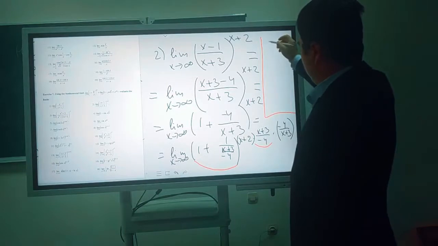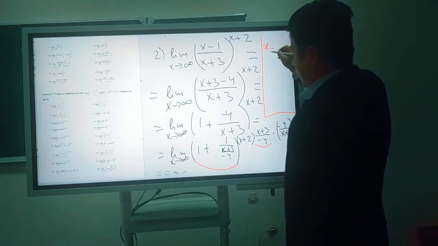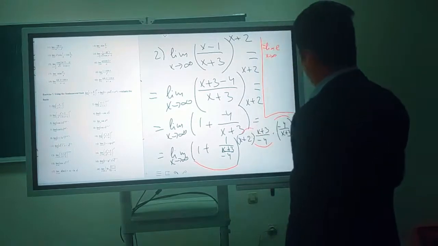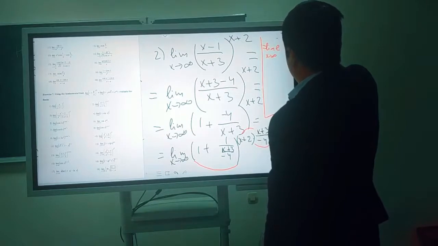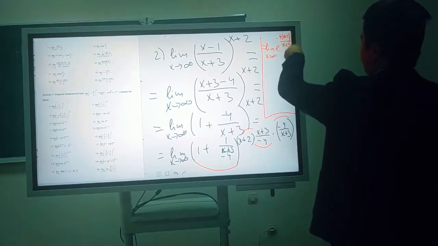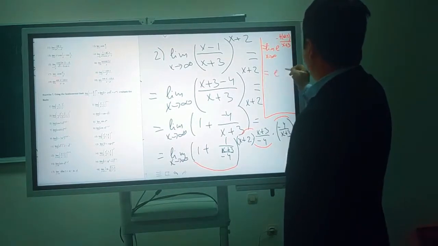So if we continue this, it equals e to the power of limit x tends to infinity of minus 4 times (x plus 2) over (x plus 3). And when x tends to infinity, this fraction tends to minus 4. And that's why the answer is e to the power of minus 4.